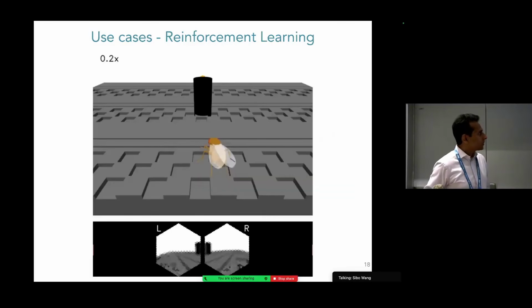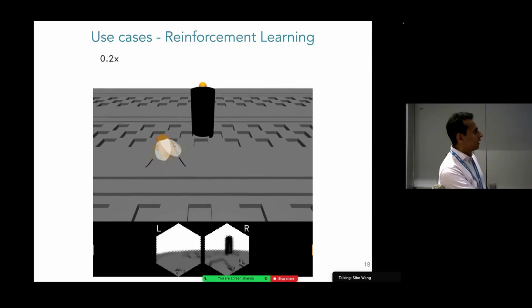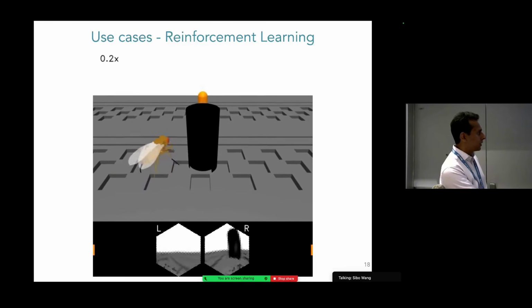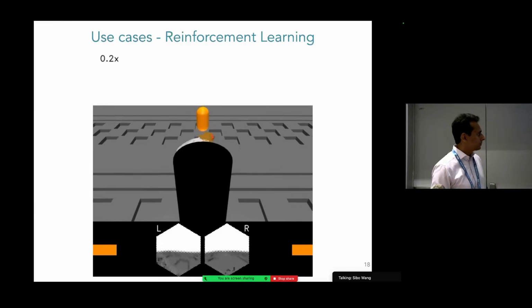We also use reinforcement learning to train a policy that allows our fly to reach an attractive orange odorant by passing this black pillar. You can see, again, the visual experience of our simulation on the left and the right eye, as well as the olfactory experience as shown by the amplitude of olfactory input.